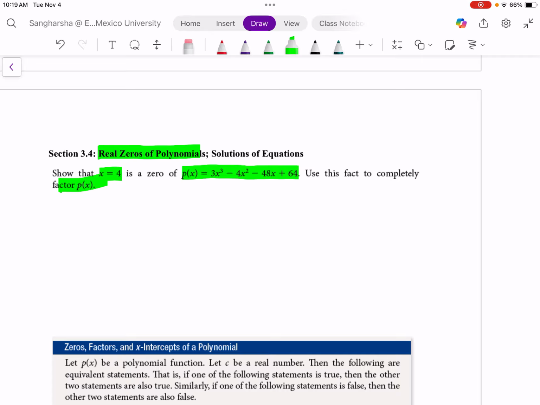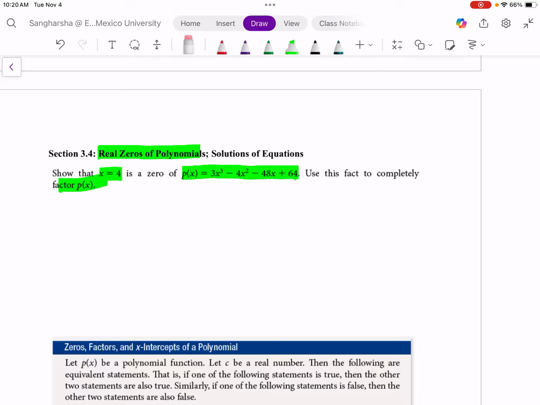So if 4 is an x-intercept, what would be the value of y? The output has to be 0, right? So every point on the x-axis has a y coordinate, the output, of 0. So if 4 is an x-intercept of this function, when you replace every x of this function by 4, if your output is 0, then x equals 4 is a 0 for this function.